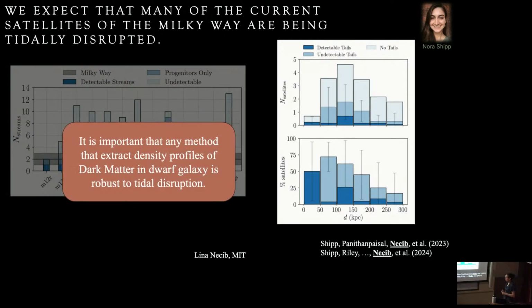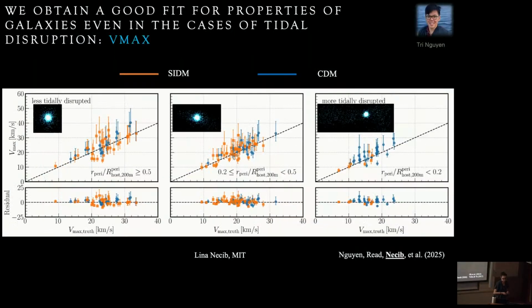The reason this is important is because for those situations, when building the density profile, you don't want it to be biased by these invisible or undetectable tails. So what we did here is look at how well we can reconstruct Vmax and the mass, as I will show in the next slide, for the less tidally disrupted and the more tidally disrupted systems for both CDM and SIDM, just so we can again get a variation on the inner profile, and we seem to be doing pretty well.